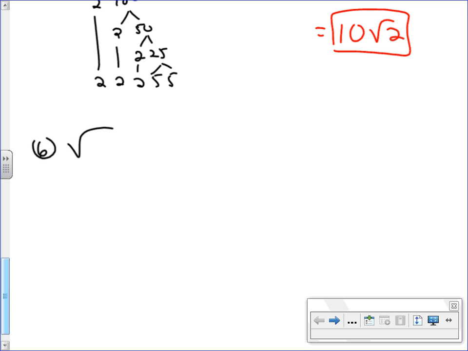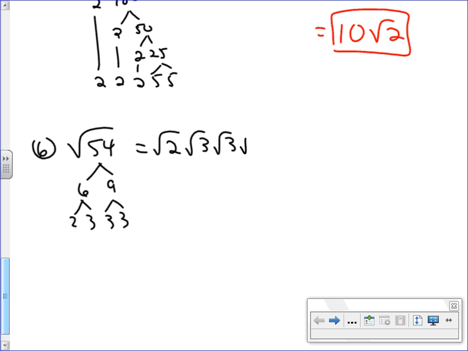All right, the square root of 54. 54 is 6 times 9. Got that down to about 5 factors. I'm going to write them in order. Okay, and this time when I go to look for my pair, I'm going to do it from the back side, it doesn't matter. I've got a pair of square roots of 3 right there. That's going to come outside like this. And I'm left with 2 things that don't have a pair.